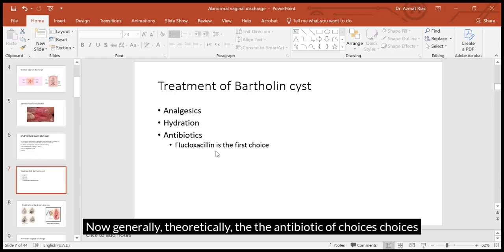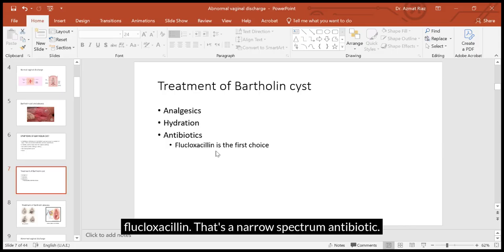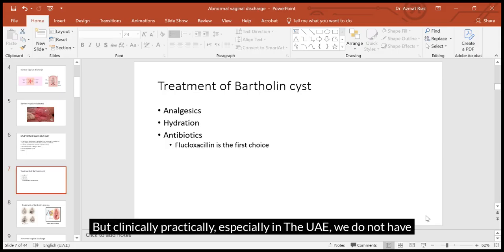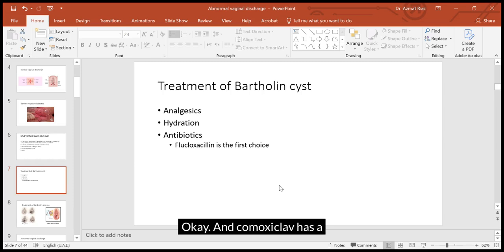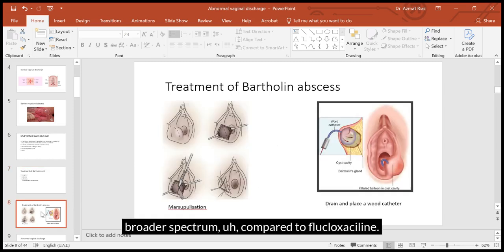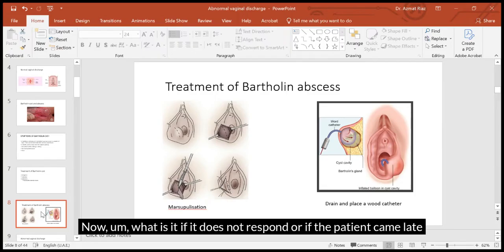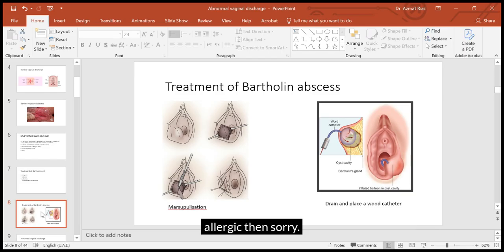Now, theoretically, the antibiotic of choice is flucloxacillin. That's a narrow spectrum antibiotic. But clinically and practically, especially in the UAE, we mostly do not have flucloxacillin available, so you can use co-amoxiclav. Okay, and co-amoxiclav has a broader spectrum compared to flucloxacillin. Now, what if she does not respond, or if the patient came late, or if she's resistant to that particular antibiotic, or allergic? Then what is the surgical method of choice?